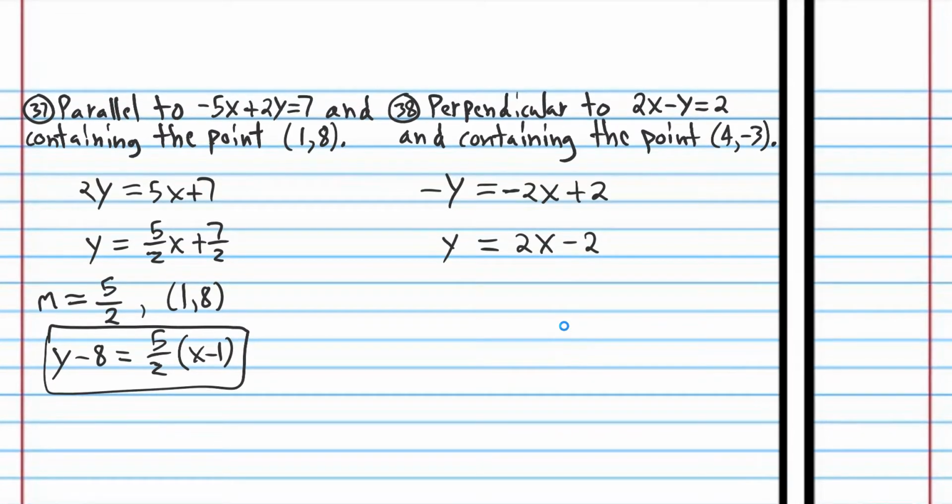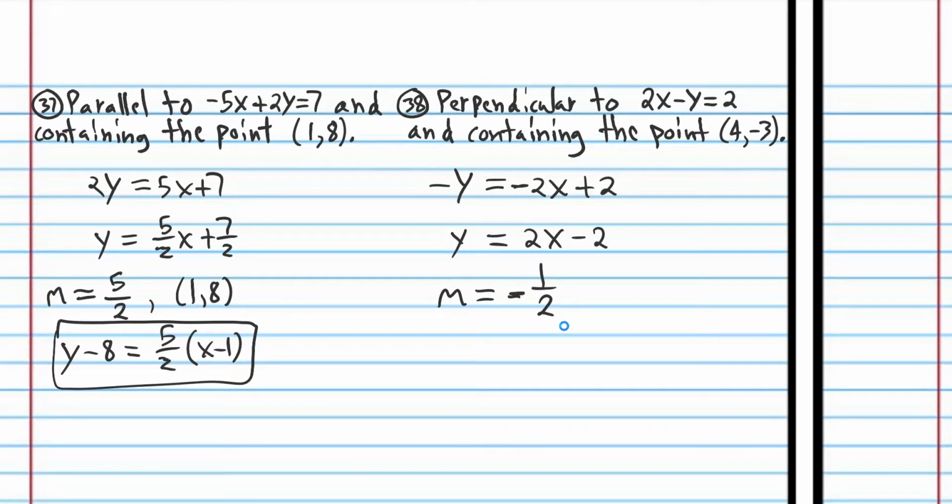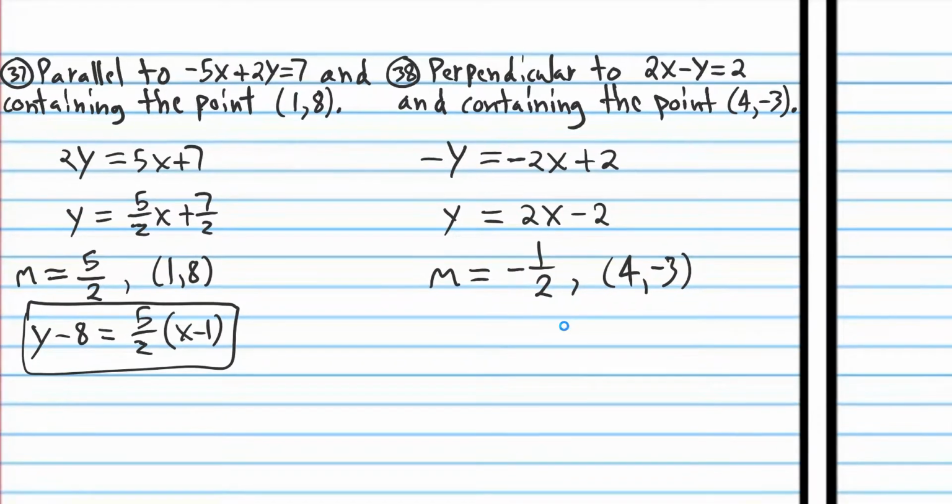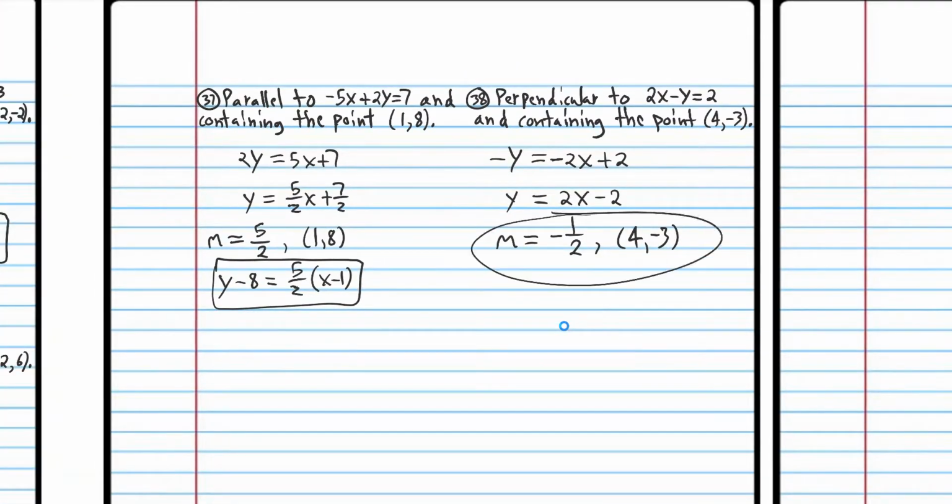And now we can see the slope of this line up here. The slope of this line is 2 because it's in slope-intercept form. So the slope of our line is going to be -1/2. Why? Because the lines are perpendicular, so you have to find the negative reciprocal. That means change the sign and flip the fraction. We also know (4, -3) is a point on our line. So obviously if we have a point and the slope, then we just use point slope form to write the equation of the line.